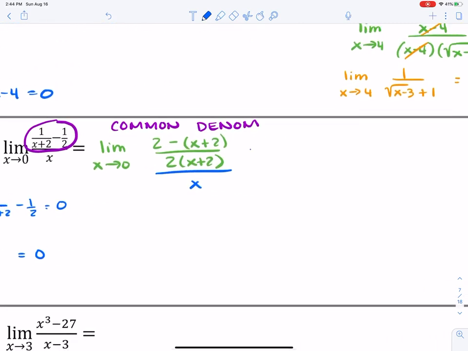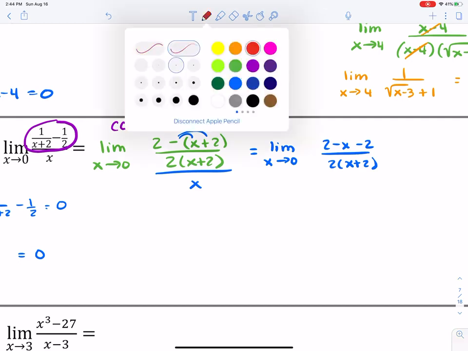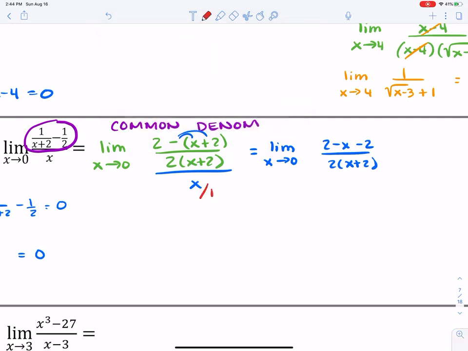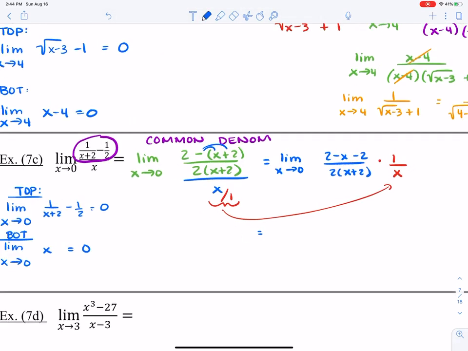So what we're going to do next, notice I'm writing limit every step until we direct substitute. I'm going to turn this into 2 minus x, distributing that negative, minus 2 over 2x plus 2. And then for this piece, remember that this is x over 1. And dividing by a fraction is the same thing as multiplying by the reciprocal. So I'm just changing this to 1 over x. Notice how I'm stringing my work together with equal signs.